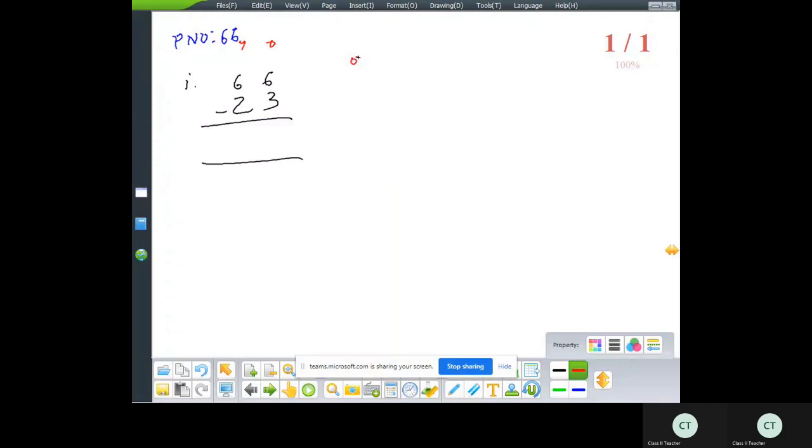Now subtracting on 1's place, the digits are 6 and 3, so 6 minus 3. It means 3 is subtracting from 6. 1, 2, 3, 4, 5, 6. From 6 we remove 3 lines. After removing 3 lines, there are 3 lines. 6 minus 3 is equal to 3. The answer is 3. This answer we write in 1's place.